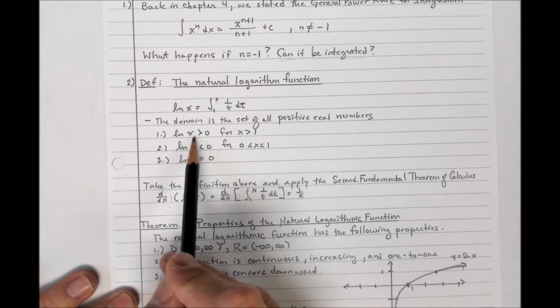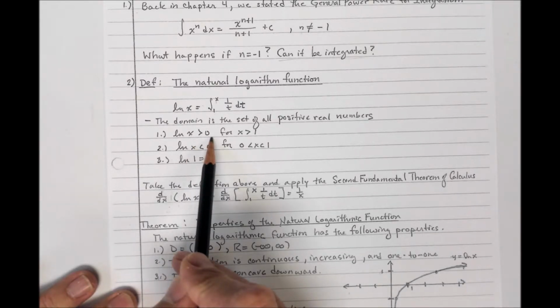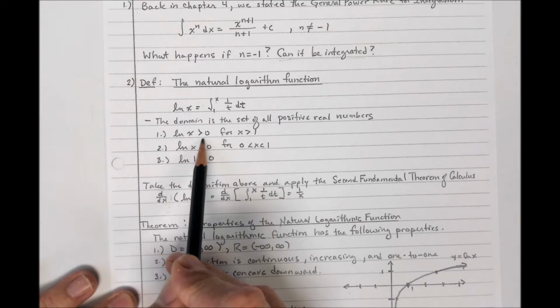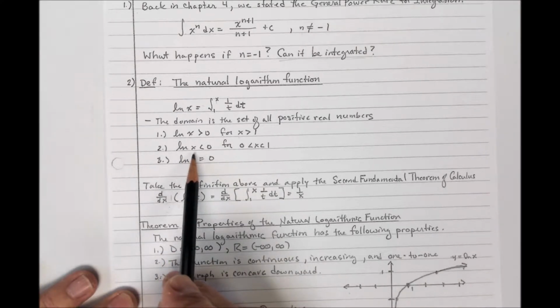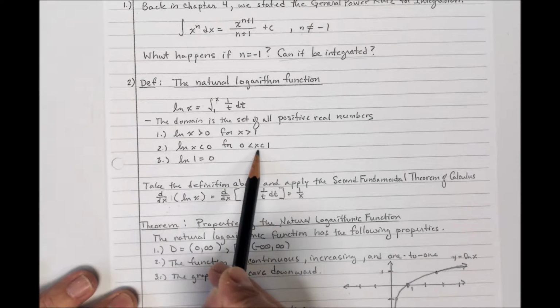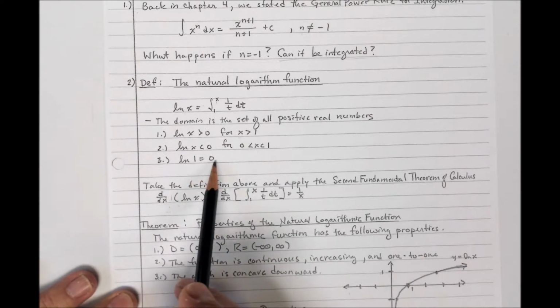The natural log of x is going to be greater than 0 when x is greater than 1. It's going to be negative when x is between 0 and 1. And of course the natural log of 1 is equal to 0.